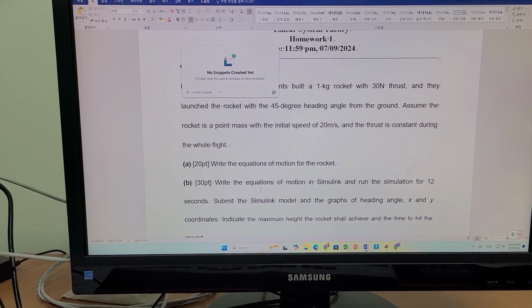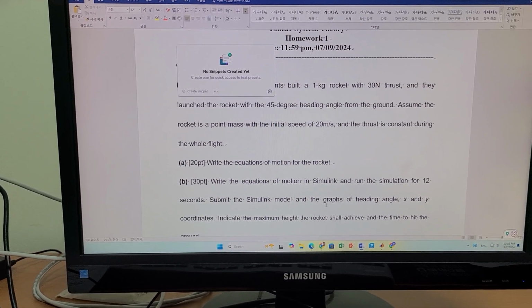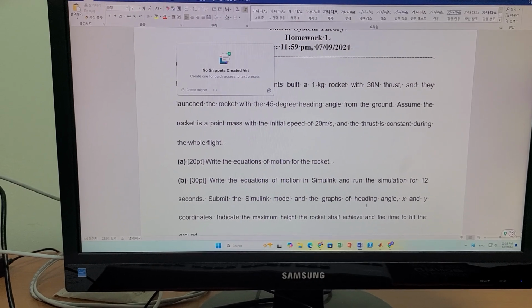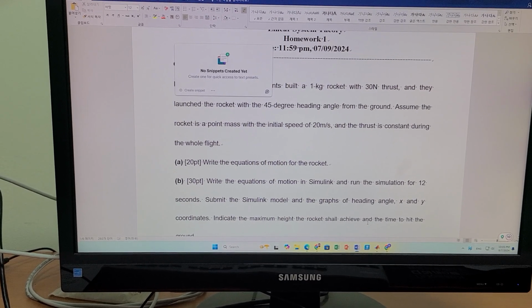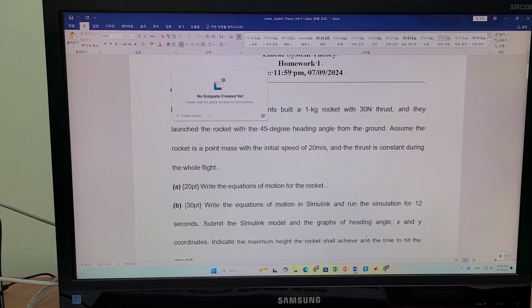Write the equation of motion in Simulink and run the simulation for 12 seconds. Submit the Simulink model and graph of the heading angle and XY coordinates. Indicate the maximum height the rocket achieves and the time to hit the ground.